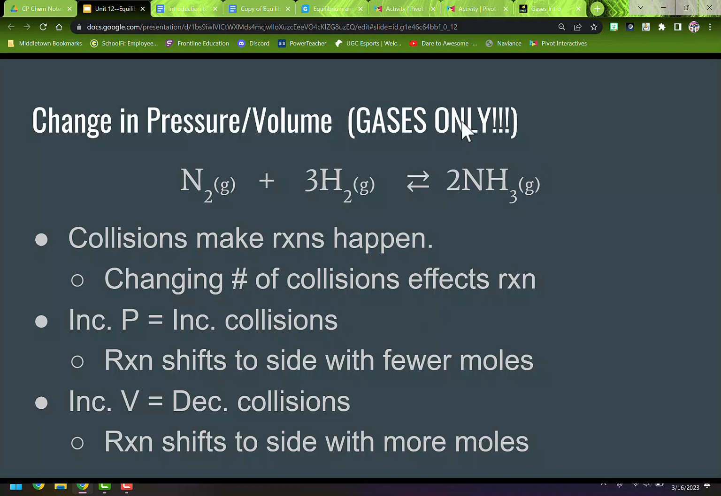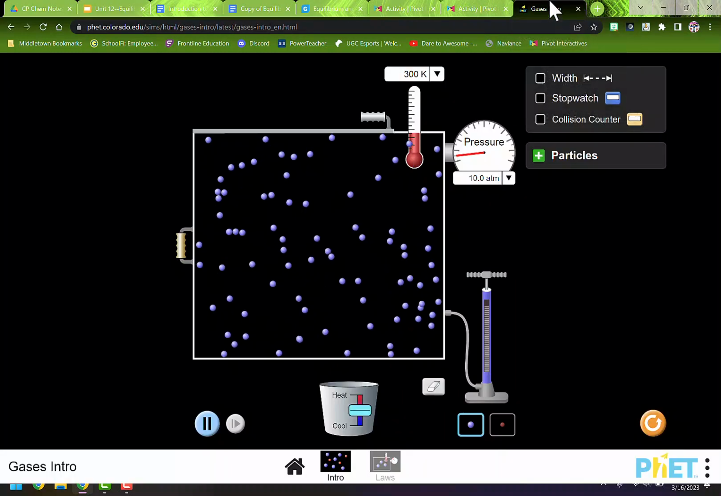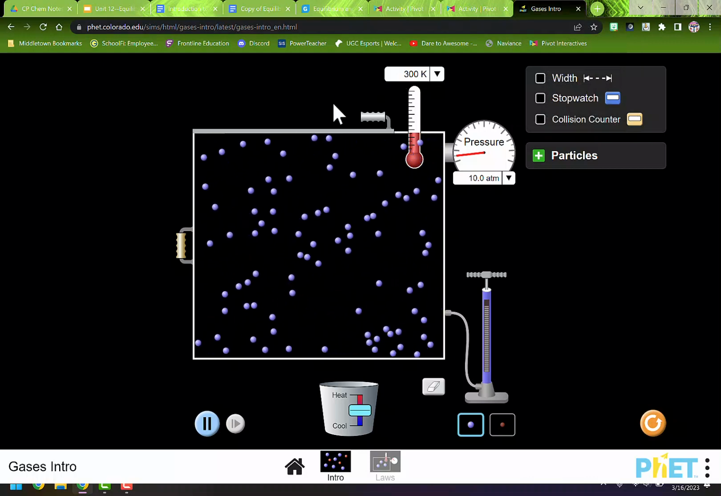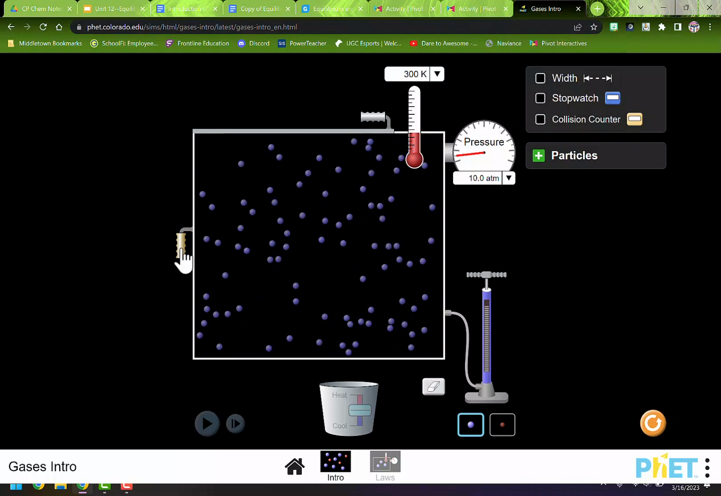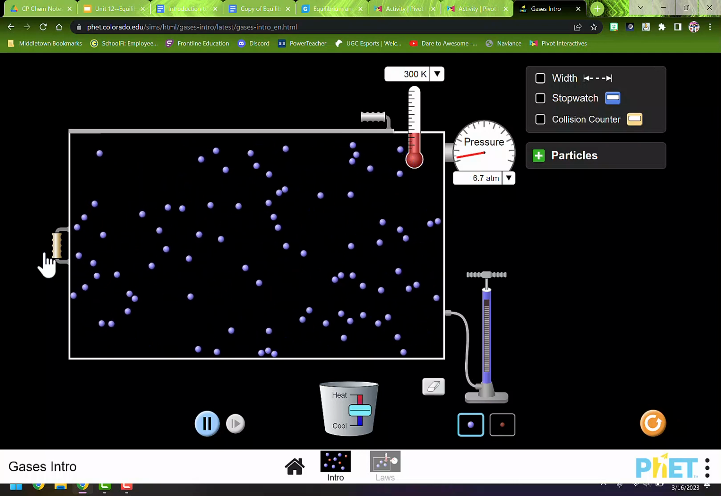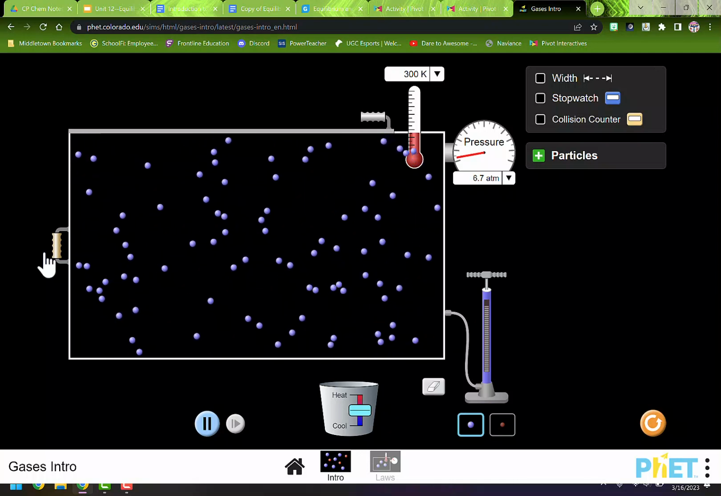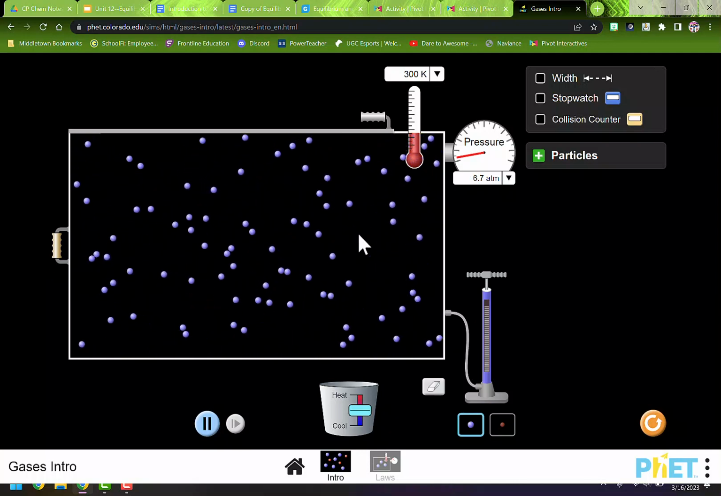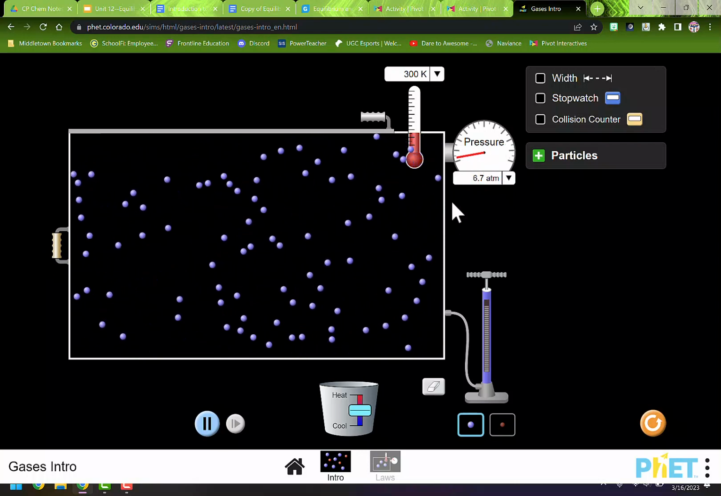Now let's see that in play. Now pressure and volume are connected to each other. You're going to see that in a second. So if I increase my volume, I make this bigger. Watch what happens to the number of collisions. The number of collisions between molecules goes way down. Okay? You will also notice that the pressure goes down.